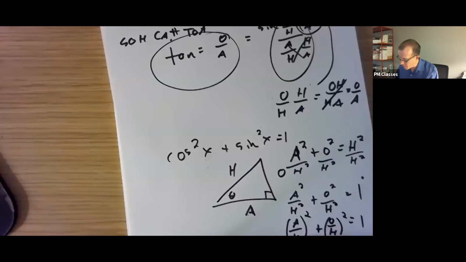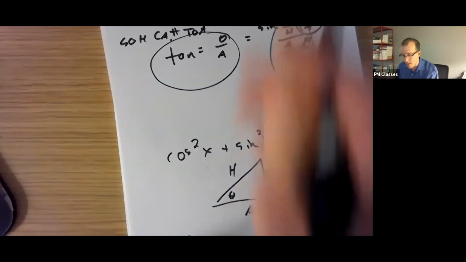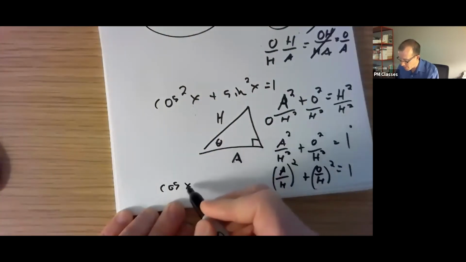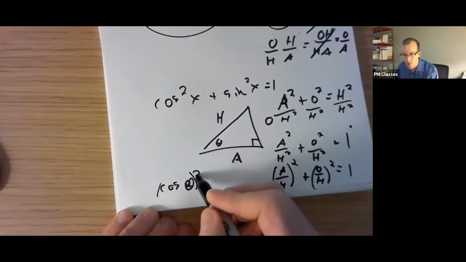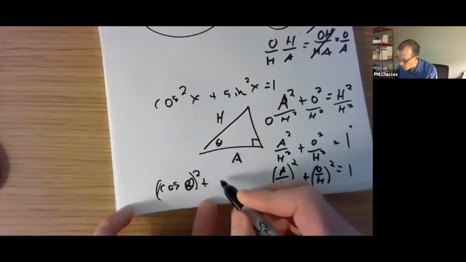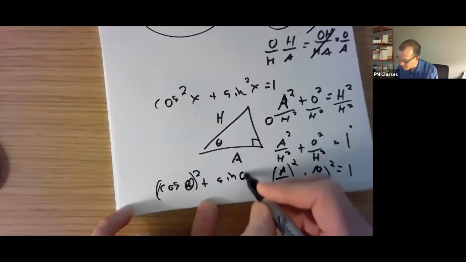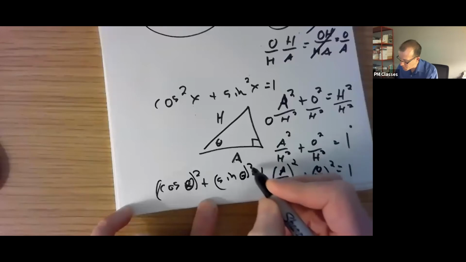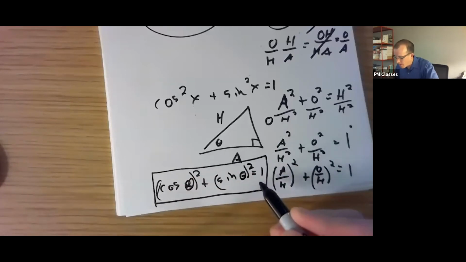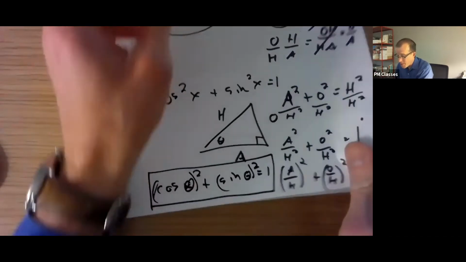And what did we say A over H is? We said it's cosine. Oops, let me slide up again, sorry. We said it's cosine of that angle squared. And O over H, we've done before, is sine. And so we've just proved again that cosine squared plus sine squared equals 1. It's just the Pythagorean theorem.